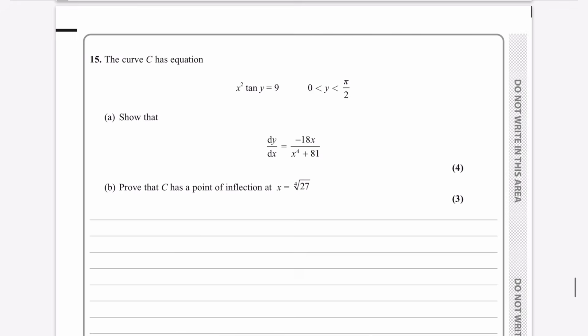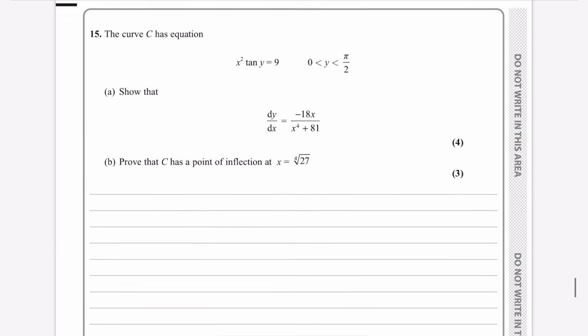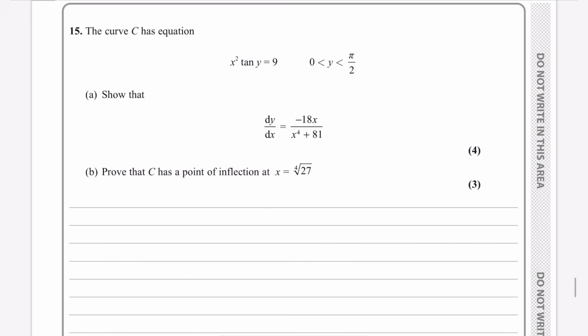Very, very difficult. Is this the last question? We've got question 15. I think this is the last, or have we also got a proof by contradiction? We have got 2 more. That's pretty insane. Okay, let's just do question 15 then.